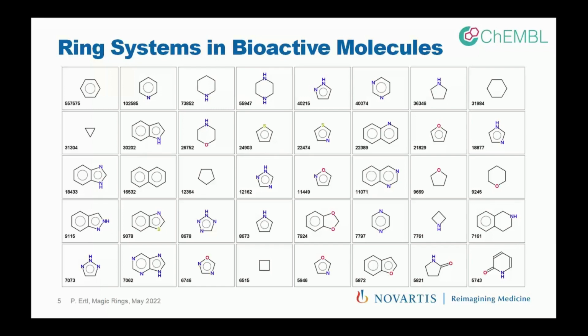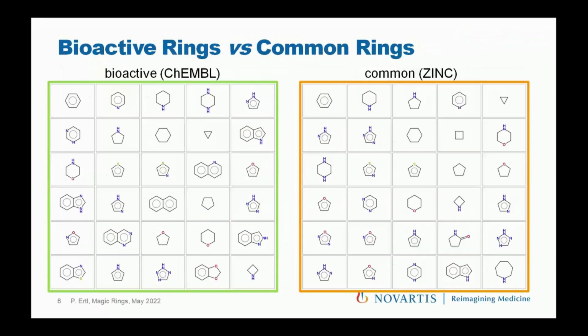But actually, this is not what we are interested in, because the benzene ring is probably the most common in practically any molecular collection. What we are interested in is not the rings that are absolutely frequent in bioactive molecules, but the ones that are relatively more frequent. That is, they are more frequent in bioactive molecules than in standard common synthetic molecules. So we need to compare these two distributions.